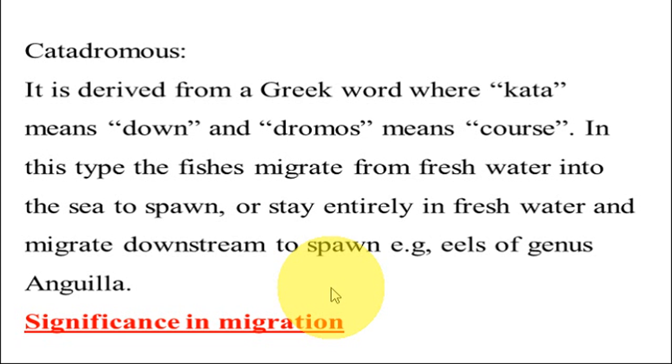This is all about fish migration. Thank you. And here your unit number 1 is finished.